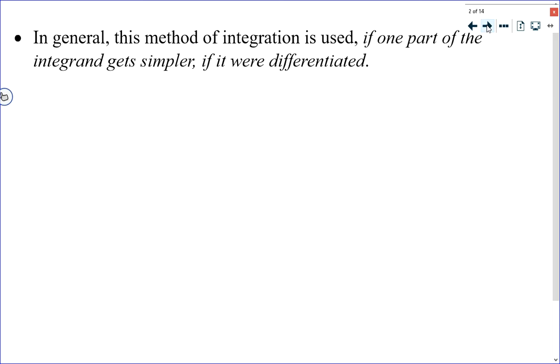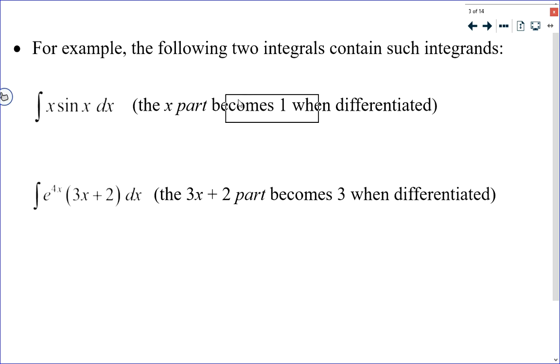So in general, with this method of integration, and I want to stress that this is a general guideline, it's not always going to be the case, but in general, if you choose one part of the integrand and it were to get simpler if you differentiated it, then integration by parts is probably, but not always, the way to go. By the way, when we talk about a part of the integrand in this method of integration, it's a factor as well. For example, the following two integrals contain integrands that have a part that becomes simpler when differentiated.